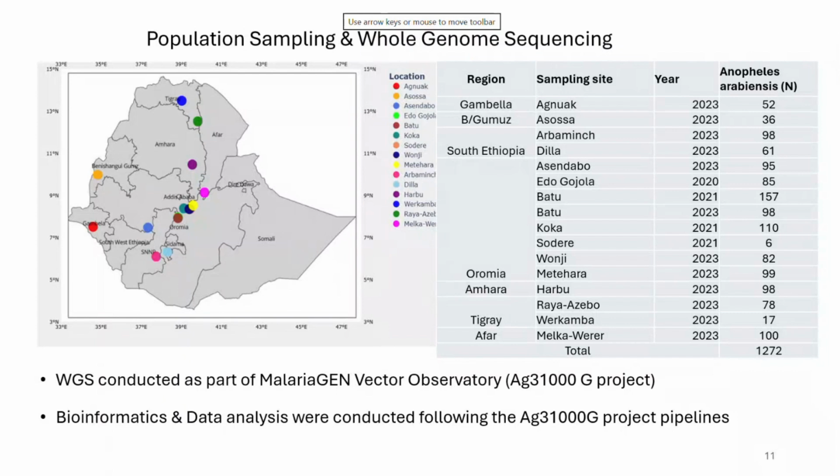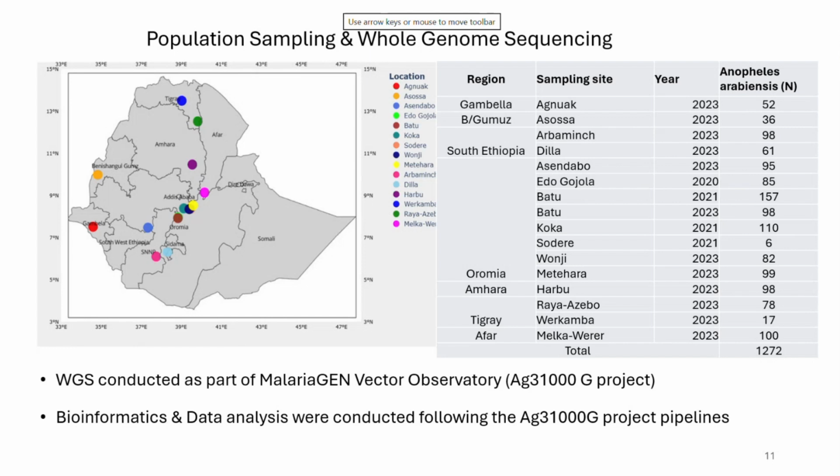We used CDC light traps and Prokopack aspiration for collection of the Anopheles mosquitoes. Most of our samples were collected during 2023, and we also have an additional collection, particularly from central Ethiopia, collected during 2021. So in general, 1,272 whole genome sequences of Anopheles arabiensis were included in this analysis, and the whole genome sequencing was conducted as part of the MalariaGEN Vector Observatory, and all bioinformatics and data analysis procedures were done following the Anopheles gambiae 1000 Genomes project.